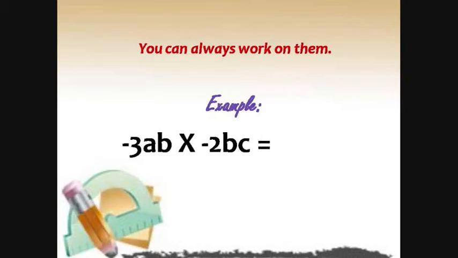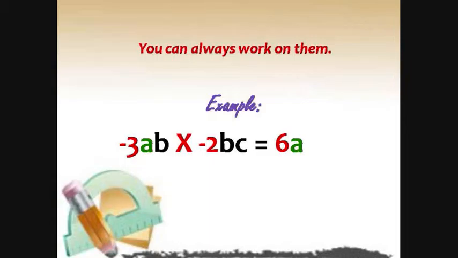Let's try this. Negative 3ab times negative 2bc. Here, we multiply negative 3 and negative 2. These are both negatives, so we have positive 6. Next, we look at the occurrence of the letters. The a occurs just once, b occurs twice, and the letter c occurs once. So, our final answer is 6ab squared c.